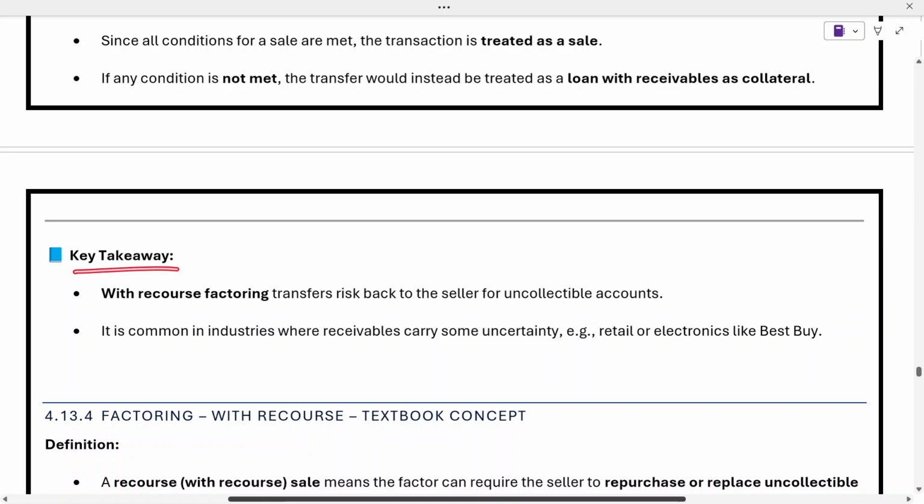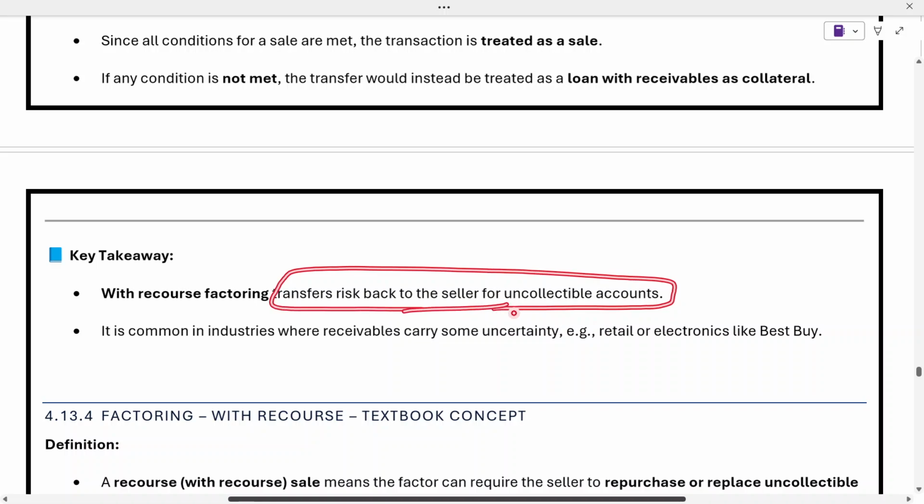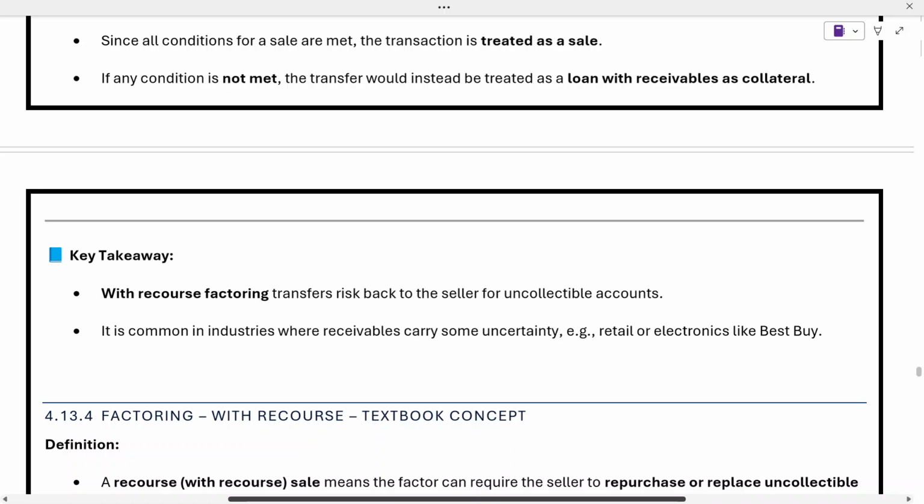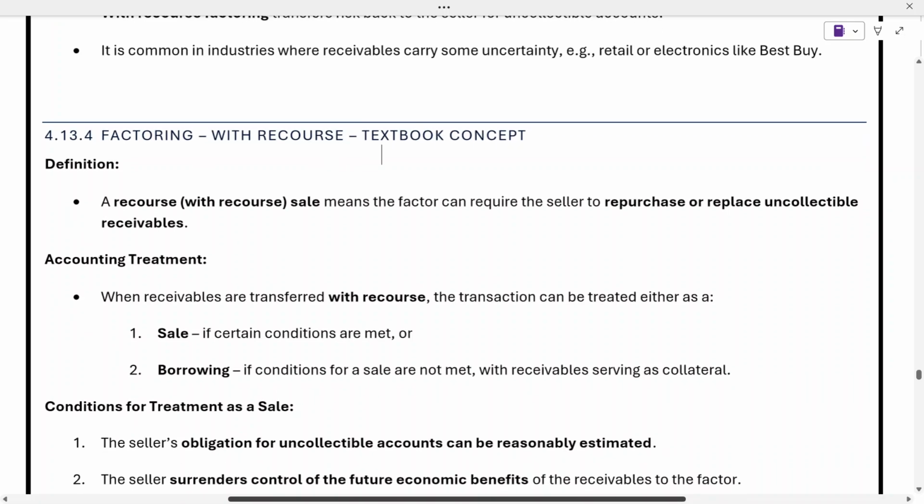Now the key takeaway is that with recourse factoring, the risk goes back to the seller for the uncollectible amount. If the accounts receivable or the debtors don't pay on time or make complete payment, then the company, Best Buy, is responsible for that. It is common in industries where receivables carry some uncertainty. So this is common in certain industries because people need the money immediately.